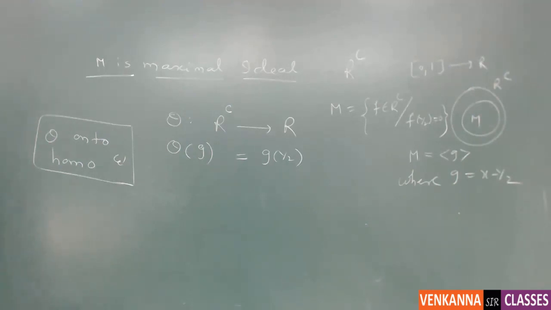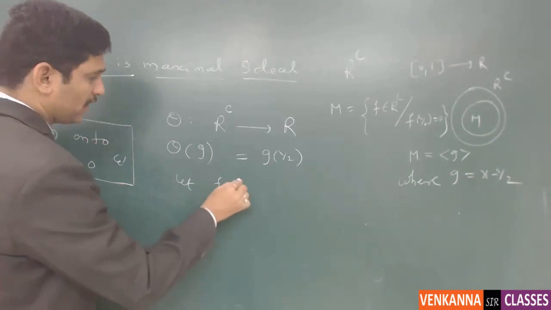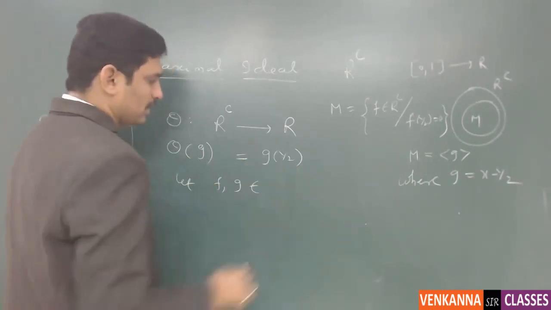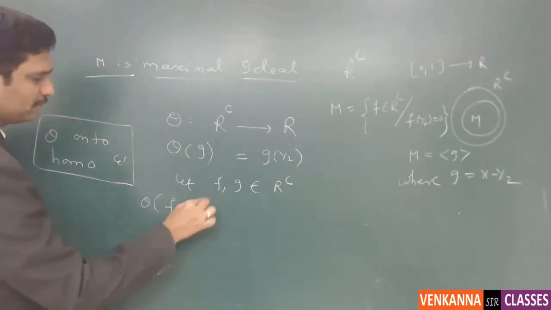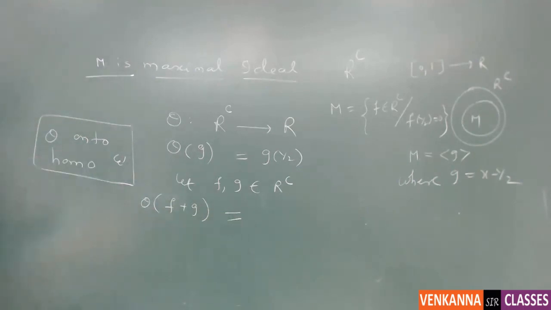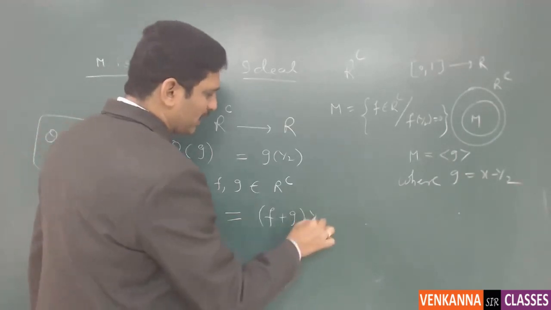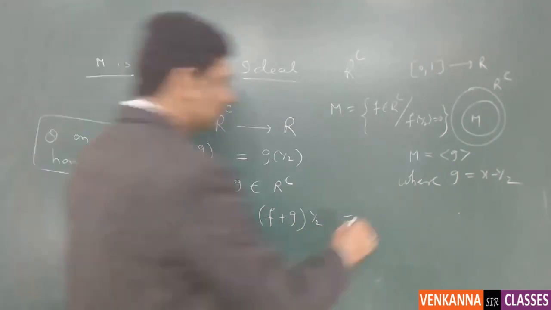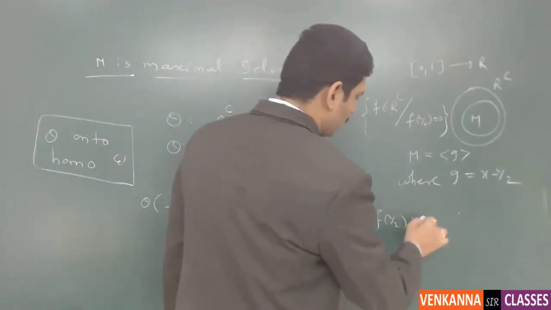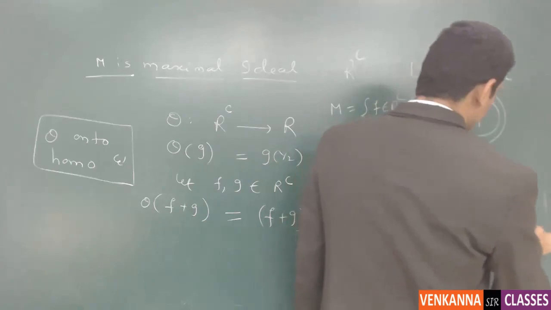How am I going to prove it? First of all, take two functions, let f, g belong to R^C. Consider theta of f plus g. As per the theta definition, it is nothing but (f plus g) at 1/2. Substituting the x value 1/2, it is f of 1/2 plus g of 1/2, which is nothing but theta of f plus theta of g.